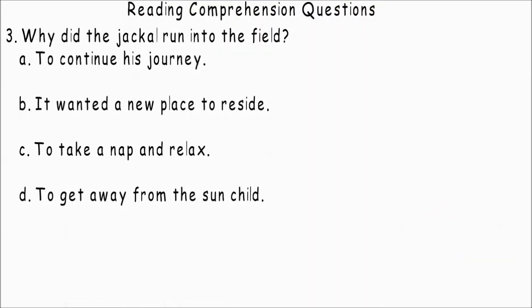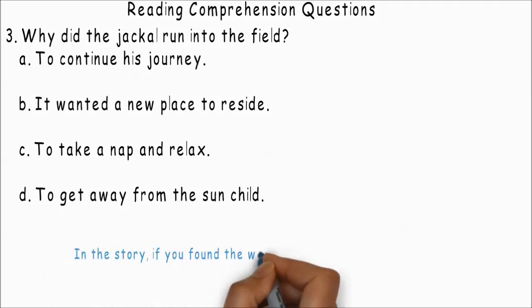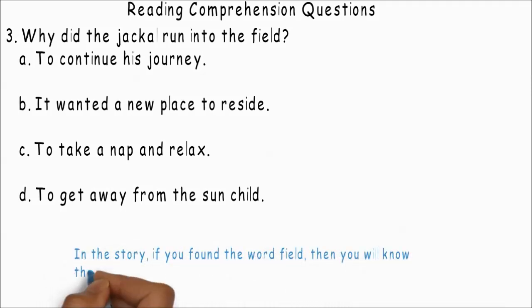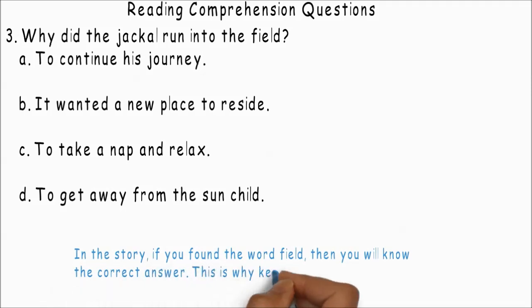Reading comprehension question number 3. Why did the jackal run into the field? A. To continue his journey. B. It wanted a new place to reside. C. To take a nap and relax. D. To get away from the sun child. In the story, if you found the word field, then you will know the correct answer. This is why keywords are so important. So let's try and figure out the answer.